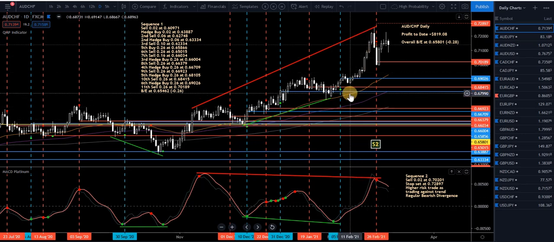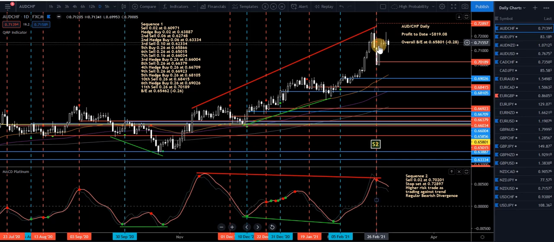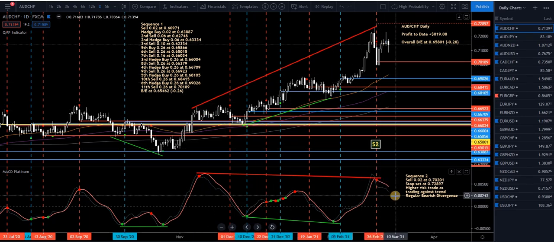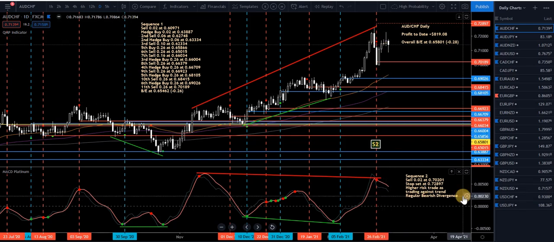MA's got 50 MA, 100 EMA, and 240 weighted moving average. You can see them there, 3 MA. The trend is up. I've taken a sell trade here, high risk. You can see my notes here. High risk trade is trading against the trend, trading into the trend, and regular bearish divergence.